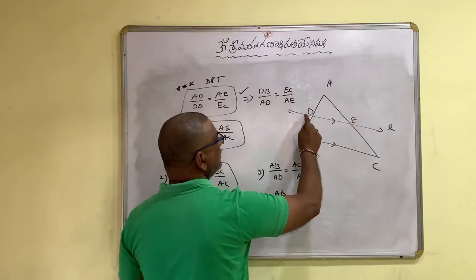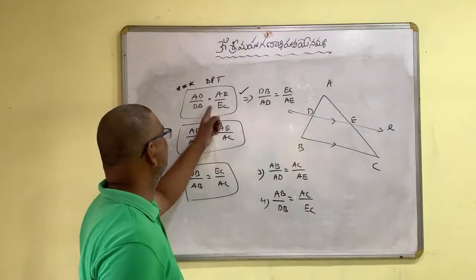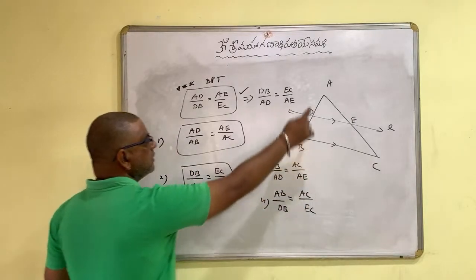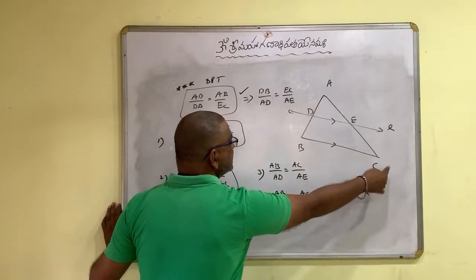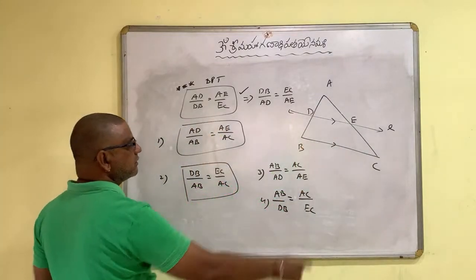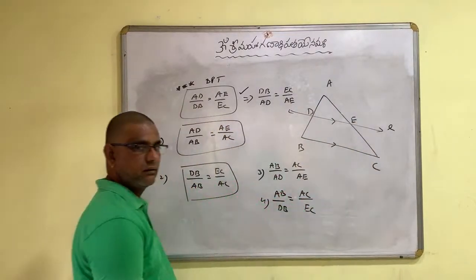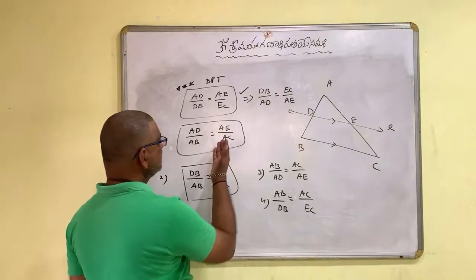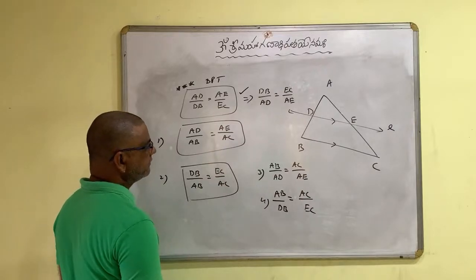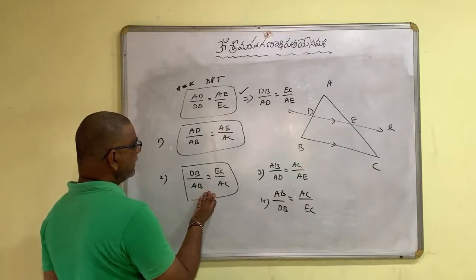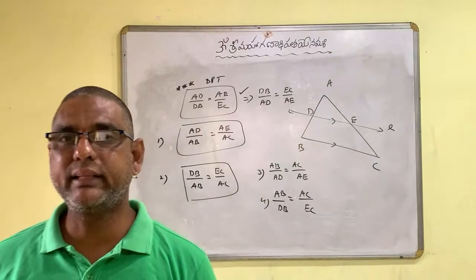Okay na? BD by DA equal to CE by EA. Inverse of this one. Now AD by AB equal to AE by AC. DB by AB equal to EC by AC. All these are equal. And the inverse of this one, AB by AD is equal to AC by AE. And inverse of this one, AB by DB equal to AC by EC. So note down all these 6 statements.